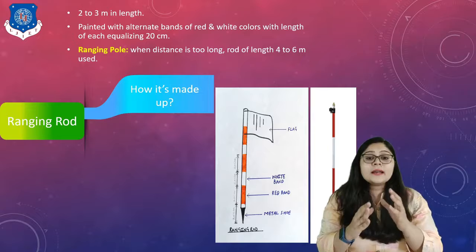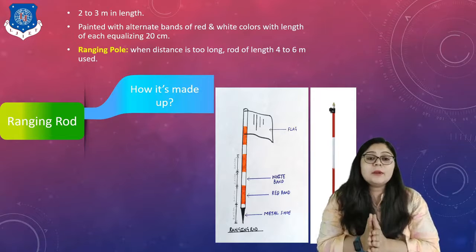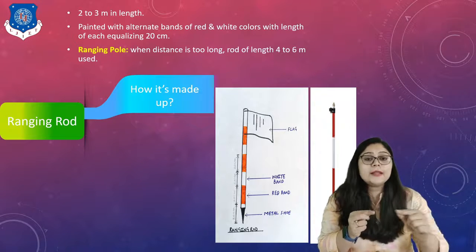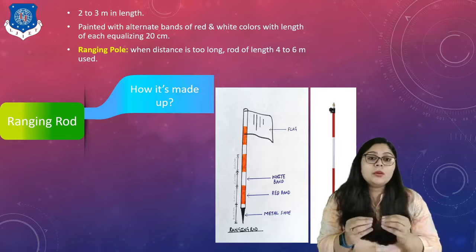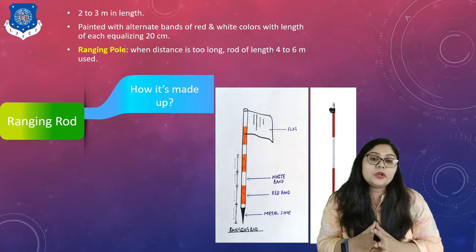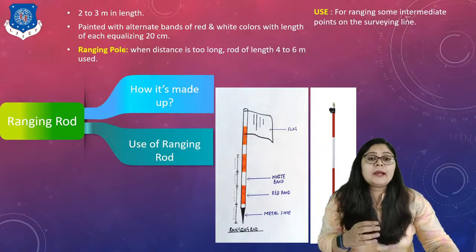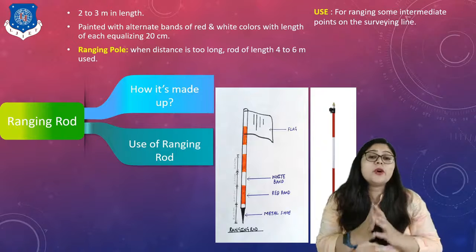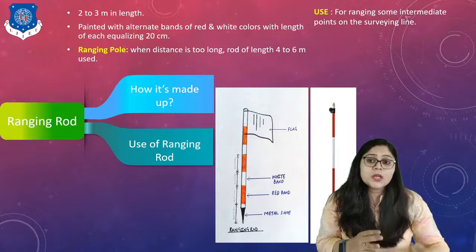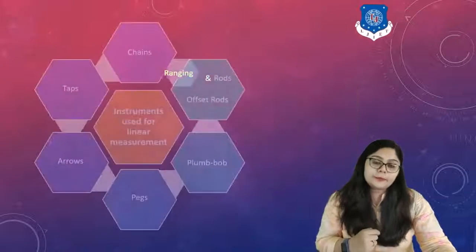So these are the options available with respect to length that we should keep in mind while we go for the practical on field. Now what is the use? That is very clear in our mind: for ranging some intermediate points on the survey line, right? So this is all about the ranging rod.